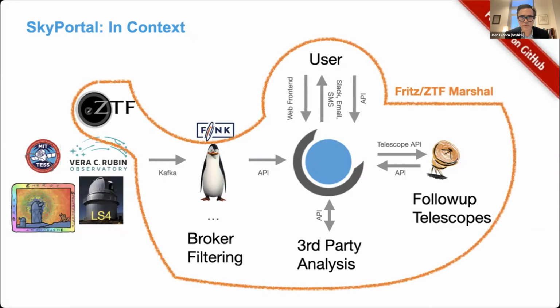And so those of you who've followed this world a little bit may have heard of something called Fritz, which is the ZTF marshal, and everything inside of this orange line here is what Fritz is. So it is ZTF pushing data to Kowalski, and Kowalski is doing the filtering by different groups. And when it finds something that matches a filter, it pushes that data into SkyPortal.